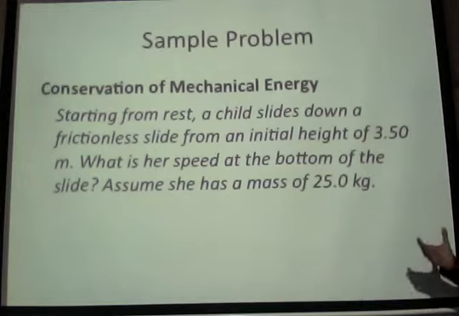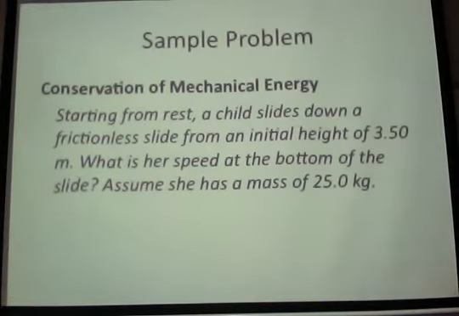So here's that frictionless surface I was talking about. We have a child who starts from rest, sliding down a frictionless slide from an initial height of 3.50 meters. We're looking for the speed at the bottom of the slide if we assume she has a mass of 25.0 kilograms. So when we write out our given information, it says she starts from rest.